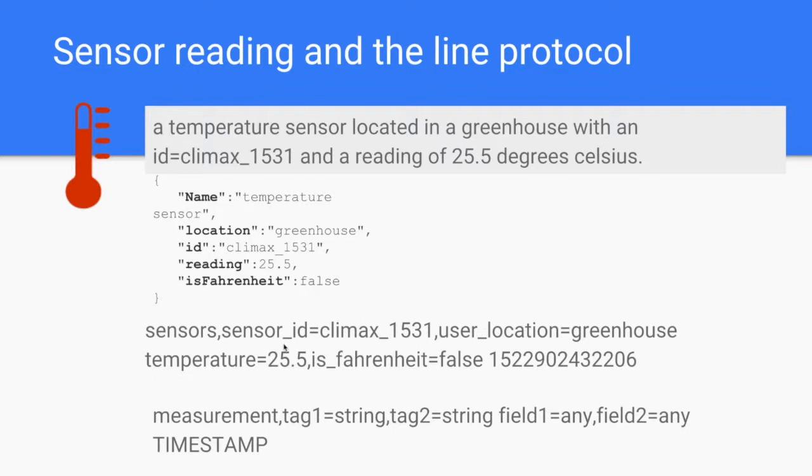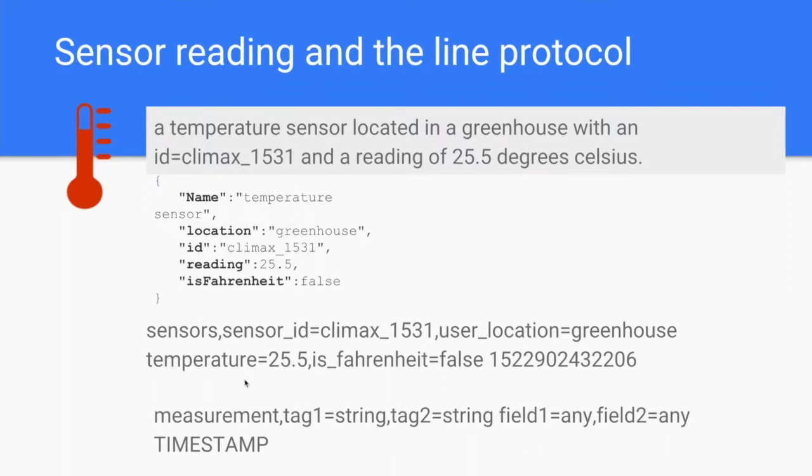So if we compare this to SQL, we can see that the measurement can be thought of as a table, and tags are like indexed fields, where tags can only be strings, and fields are just like normal fields but can have any data type.